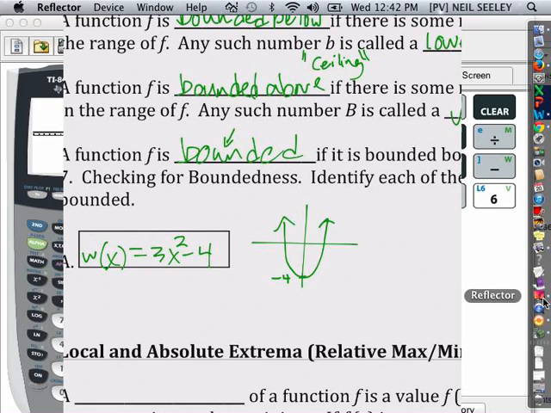I'm asking for boundedness. Total lower bound right there. Lower bound, or what we'd say is bounded below. They're both okay. And the bound is actually -4. Onward.